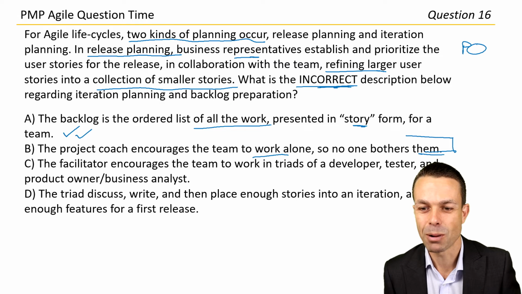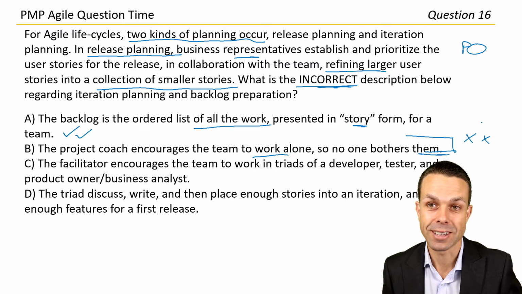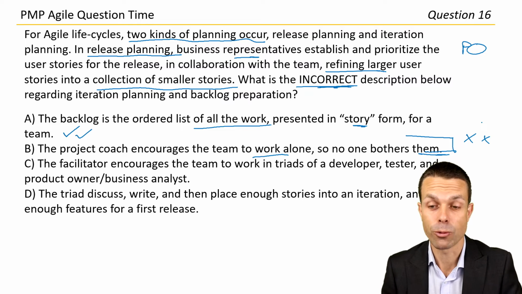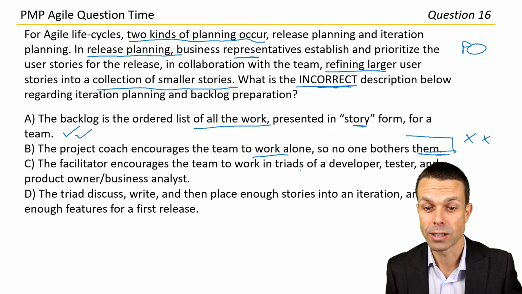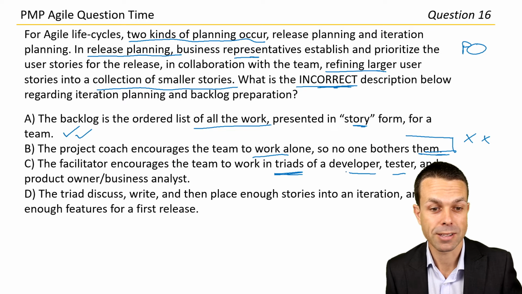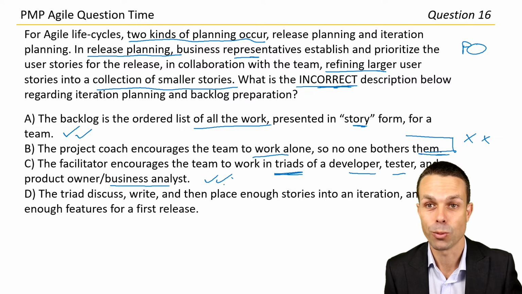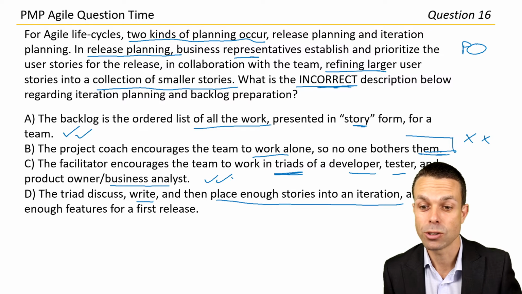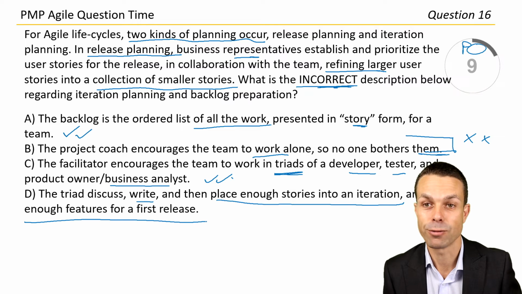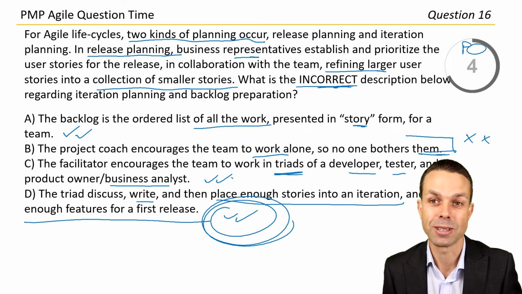Okay, probably not this one. It's sort of against Agile principles. We really want to work continuously as a team, collaborating all the time, like around each other. So it's probably going to be that one. The facilitator encourages the team to work in the triads of developer, tester, and product owner or business analyst. So this is the three amigos that you'll hear about, and that's definitely one of the Agile core practices. And the triad: discuss, write, and then place enough stories into an iteration and enough features for a first release. That's also a wonderful practice when you're actually doing Agile.